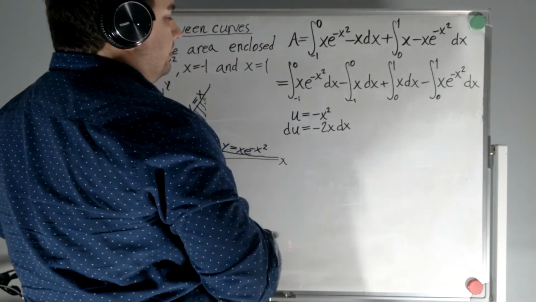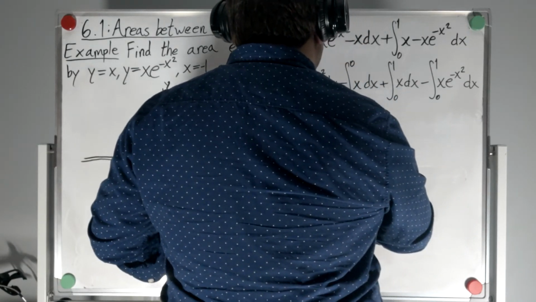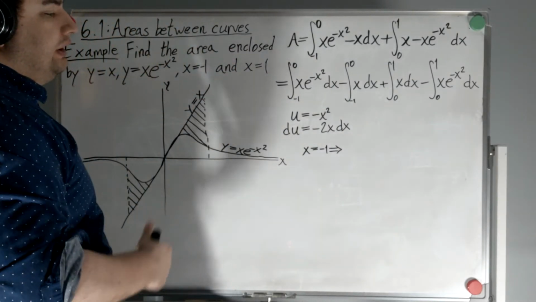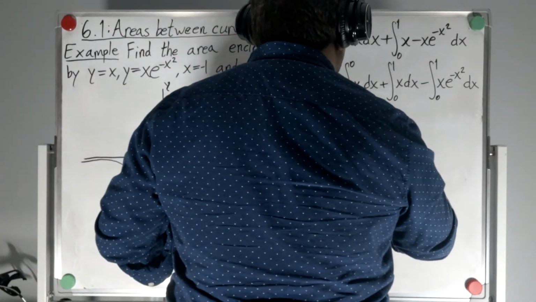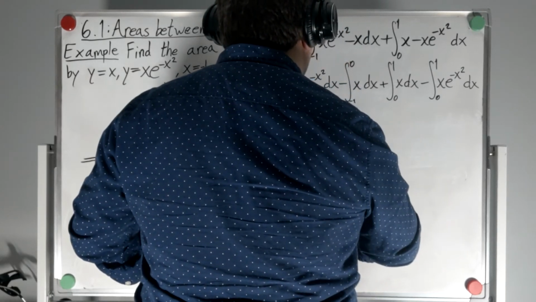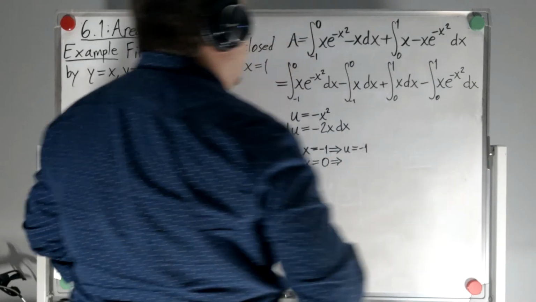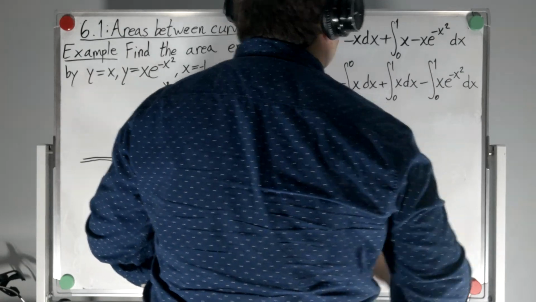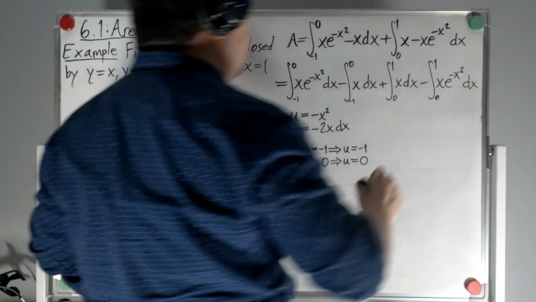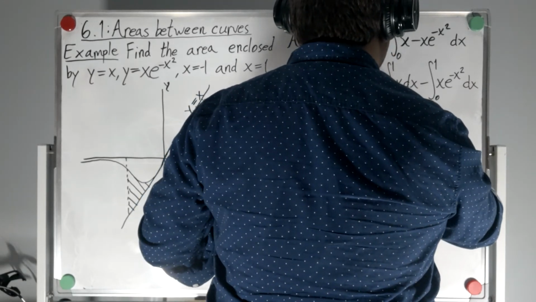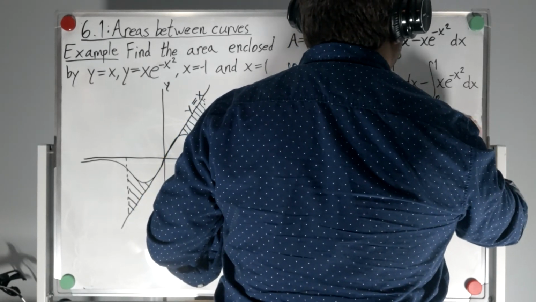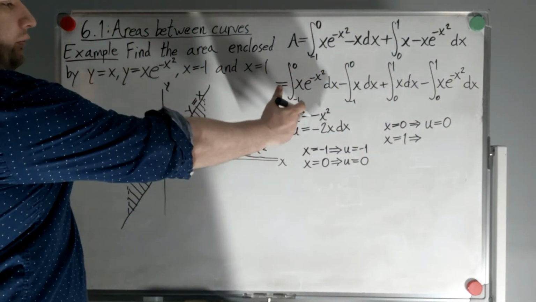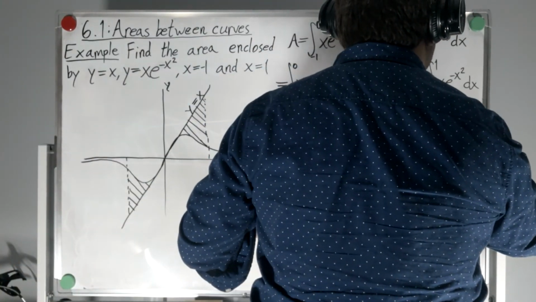And the bounds change too. When x equals -1, then u is going to be negative of -1 squared, which is also -1. When x equals 0, u is going to be -0 squared, which is 0. And then over there, when x equals 0, we already agreed that u is going to be 0. When x equals 1, u is going to be -1 squared, so that means u is -1.